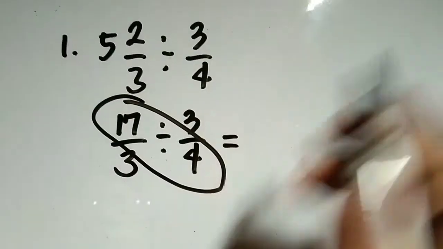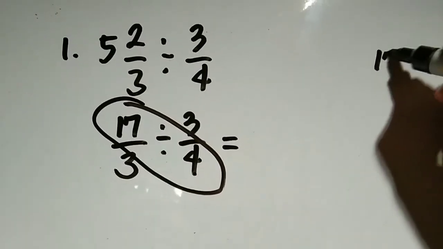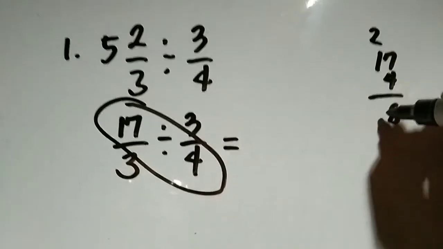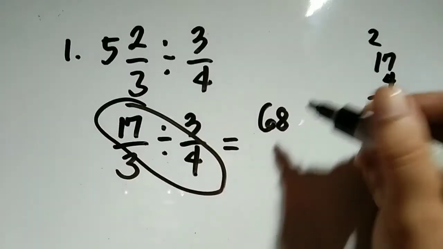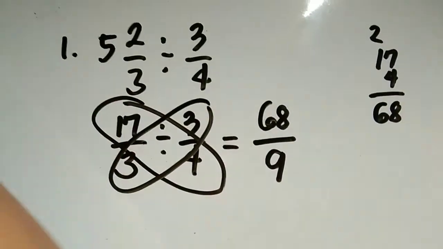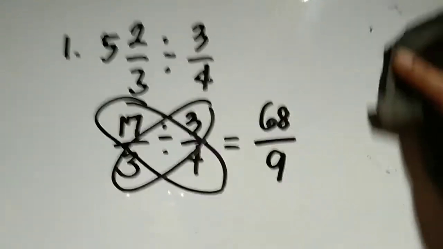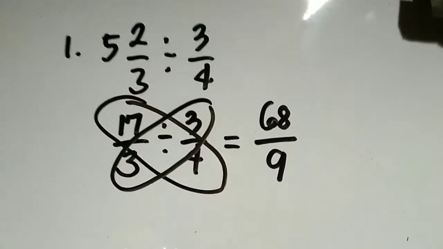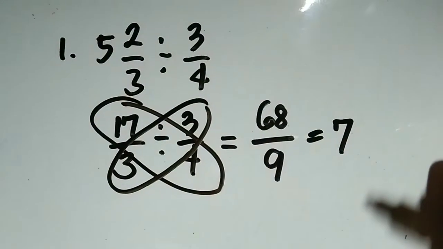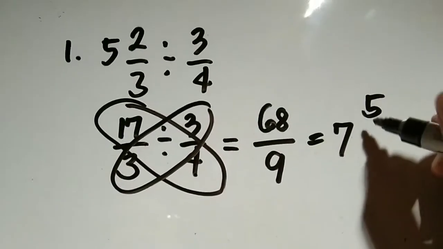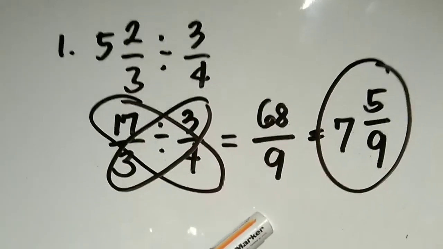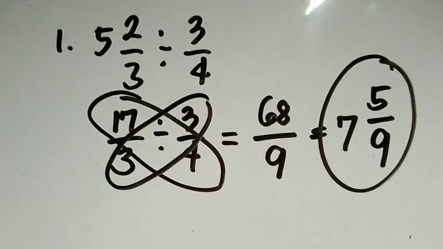So, 17 times 4 is equals to, solve muna natin. 17 times 4 is 28. 4 plus 2 is 6. So, we have 68 over, 3 times 3 is equals to 9. Ilang 9 meron sa 68? So, merong 7. At ilan ang matitira? Merong 5. So, we have 5 over 9. So, the answer is 68 over 9 or 7 and 5 over 9.